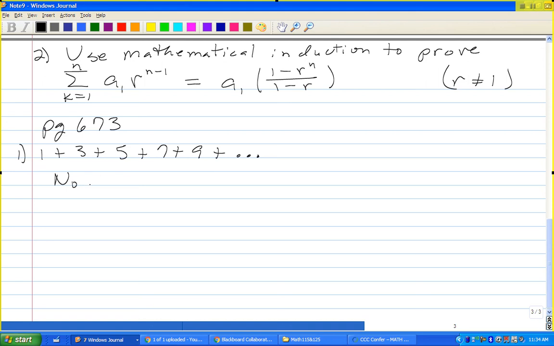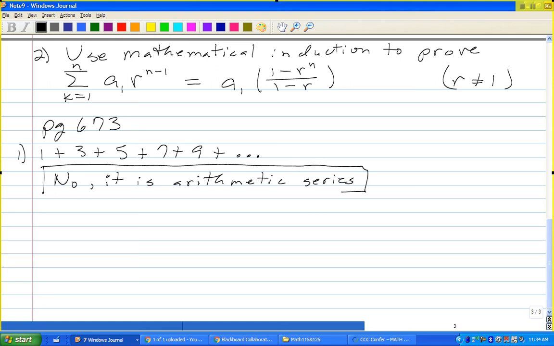So no, it is actually arithmetic. So it's an arithmetic series. It is not geometric. It is, in this case, arithmetic.